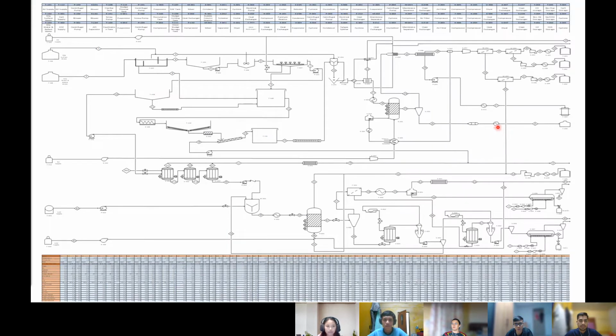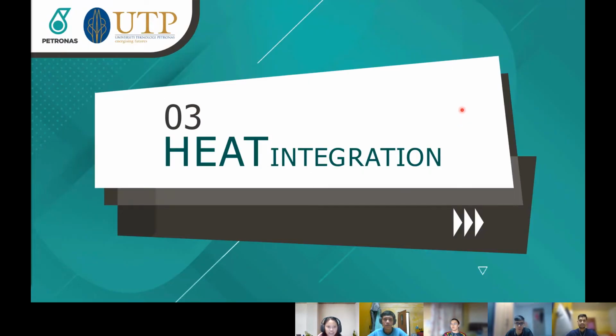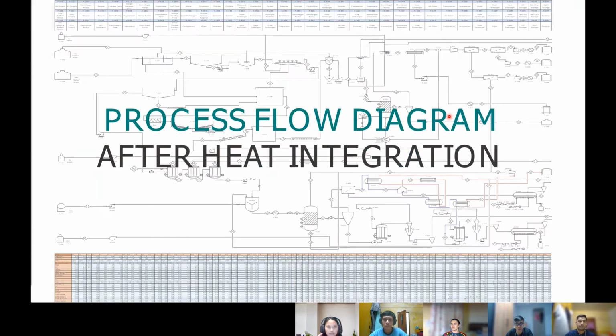After combining the processes, this would be the PFD for the overall process before heat integration is done. Now, I will pass the floor to Terry to talk about the heat integration process. Thank you, Sezani. Hi, I'm Terry Salin Jamitol. I will explain the heat integration part. And this is the PFD after heat integration.